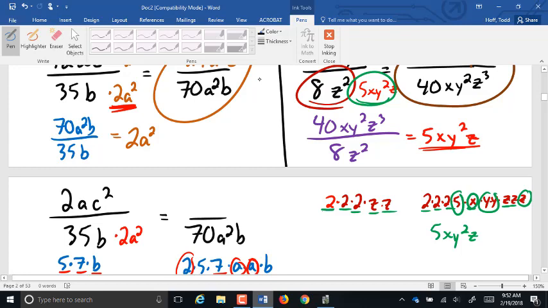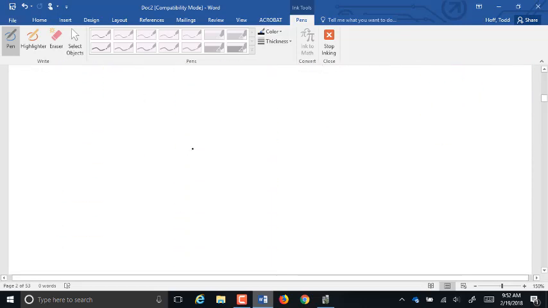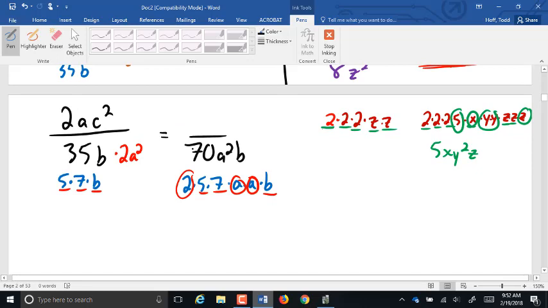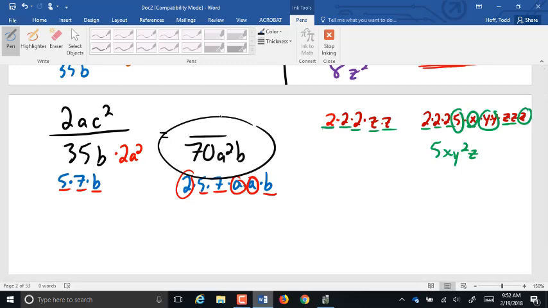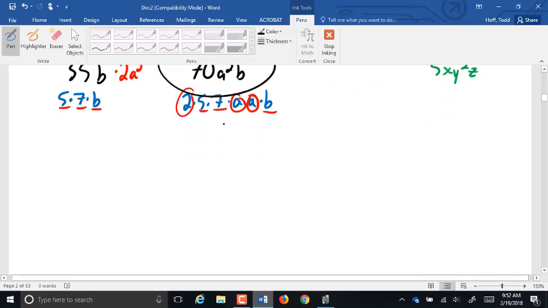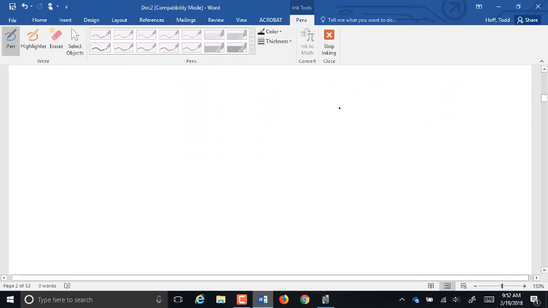So I stressed that factoring last week because it is a very powerful tool. In fact, in the next couple of classes, we're going to look at how we find those common denominators. Here I gave you what we were changing it to. I told you we wanted to change it to 70a squared b, or change it to 40x y squared z to the third. But if I don't tell you that, how do we figure out what that is?